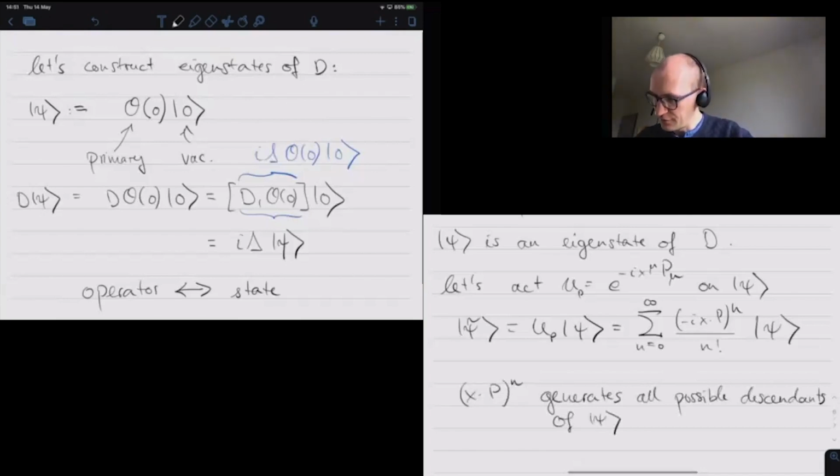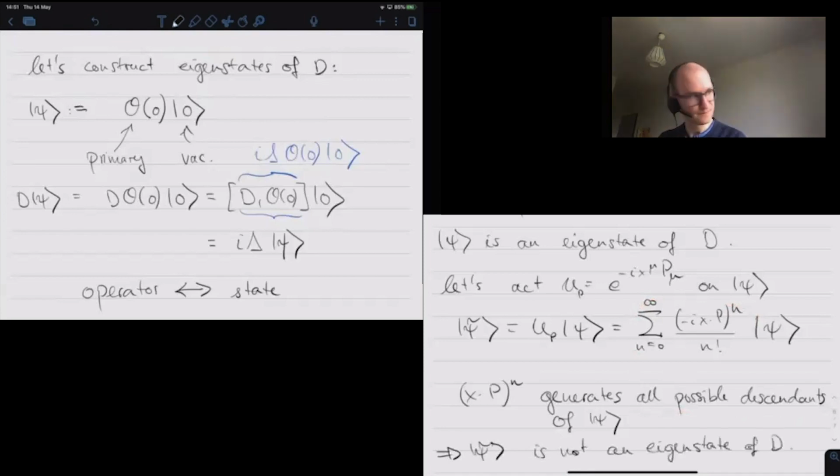So in particular, they will have all sorts of conformal dimensions, right? Each time I act with a P on psi, I generate a descendant. And in fact, because this sum stretches over all n, I generate all possible descendants, okay? And so therefore, it's clear that psi tilde is not an eigenstate of D.